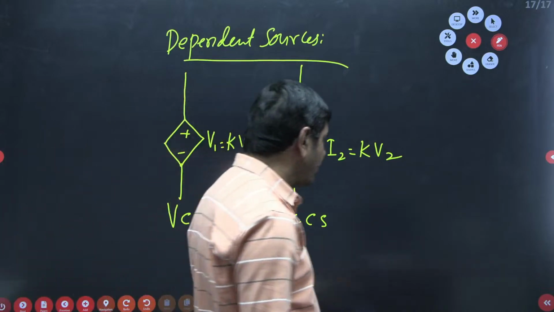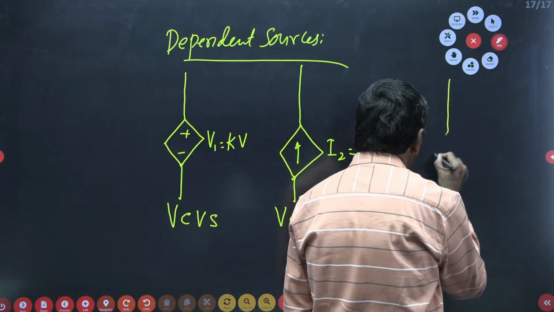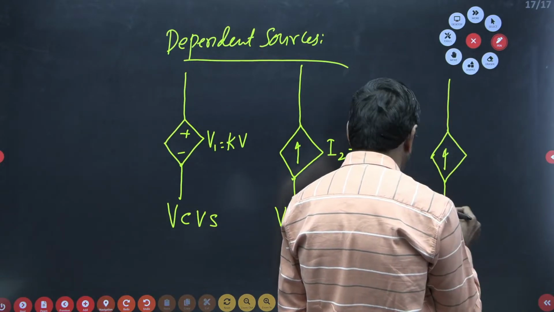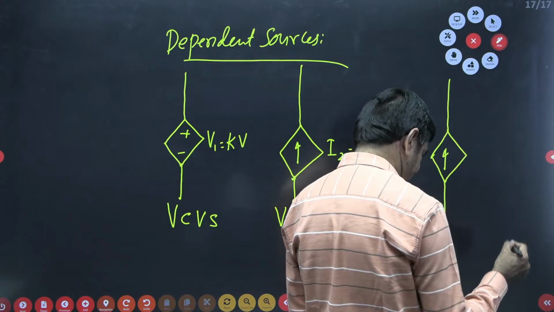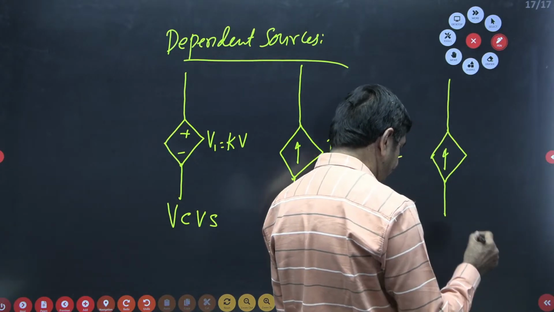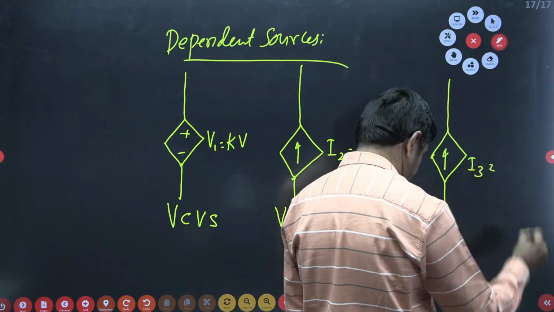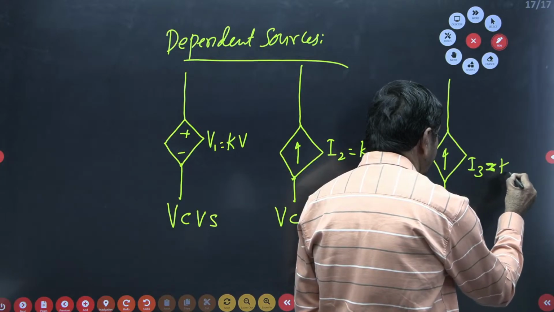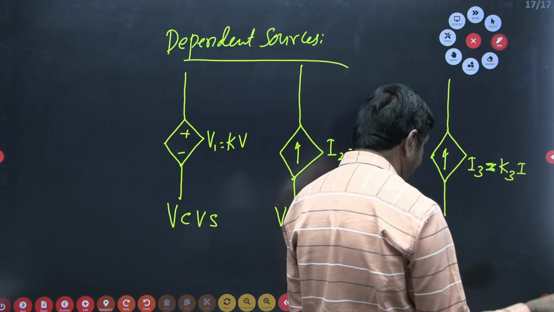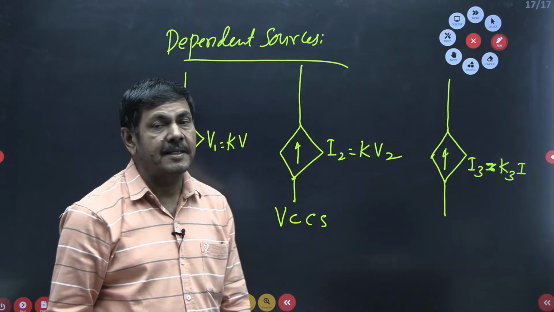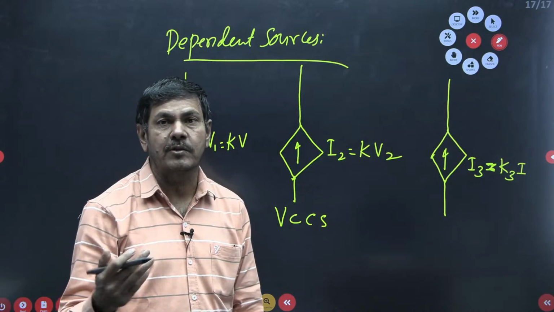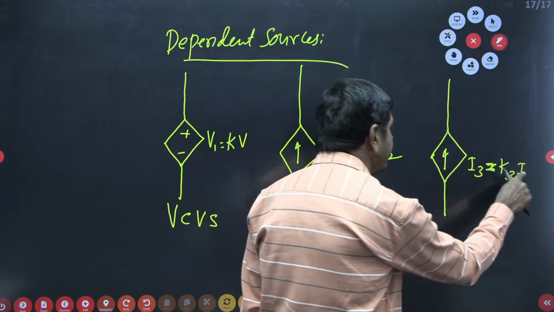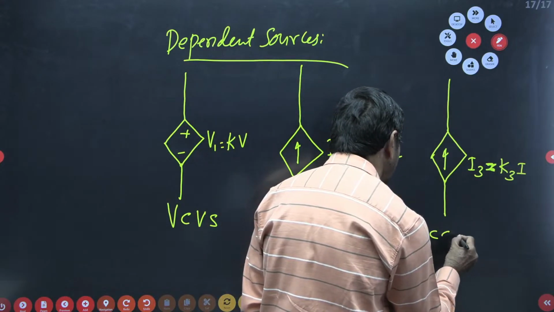And what about the current controlled current source? Current controlled current source we can draw like this. This depends upon the I that I have taken here. I3 equal to K3 into some I. The I3 depends upon some current. That current may be passing through any other branch. So I3 is a current controlled current source. I3 depends upon this I.